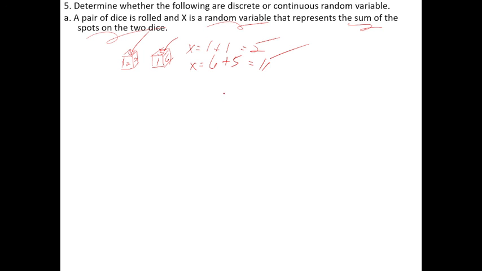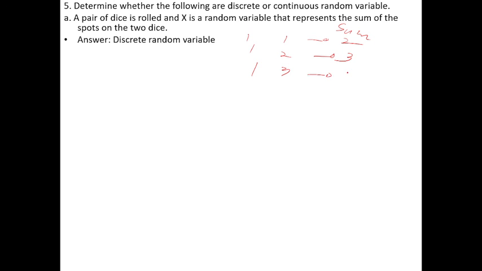Mabibilang ba lahat? Countable ba? The answer is yes, countable. Diba? Countable yan. So kung countable, discrete random variable. Okay? So mabibilang kasi yan eh. Sum of the spots on the two dice. Let's say 1 and 1, 2 yon, 1 and 2, 3 yung sum, no? 1 and 3, 4 ang sum. Mabibilang lahat yan. Countable. Lahat ng values. Therefore, discrete random variable.